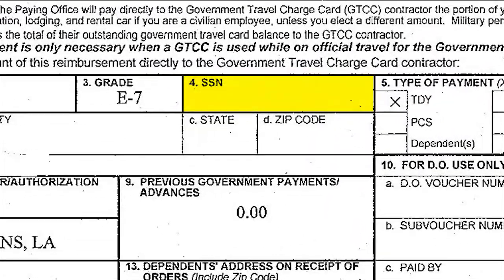Block 4. Until further notice, full Social Security numbers need to be inputted in this block vice the service member's Electronic Data Interchange Personal Identifier number, also known as EDIPI.